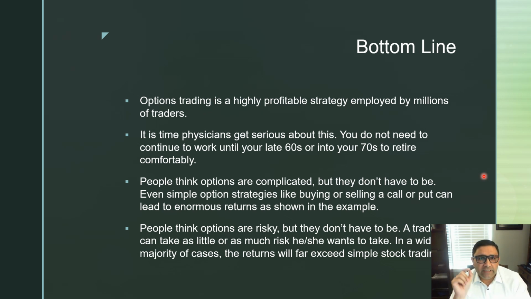You don't have to wait and work until your late 60s or 70s and just wait for the 10% return from the S&P 500. You can make much more efficient money by trading options. You just have to know how to do it, and you just have to be able to manage risk. People think options are complicated, but they don't have to be. You can just do simple option strategies like buying or selling a call or put, and this can lead to enormous returns, as I've shown in my previous example.